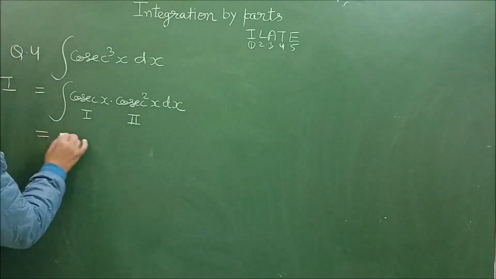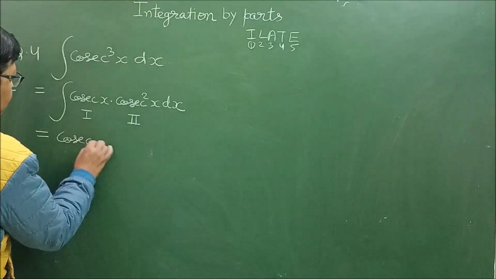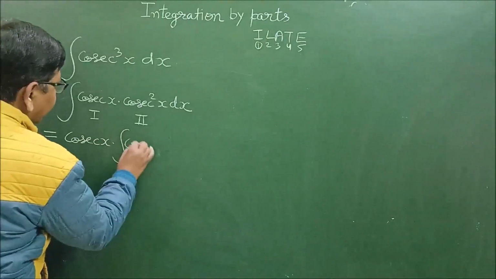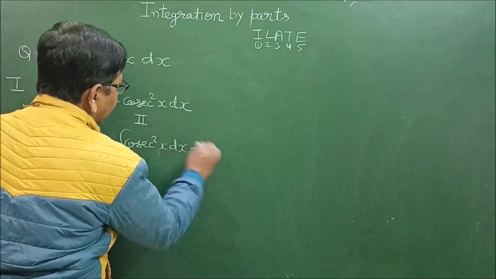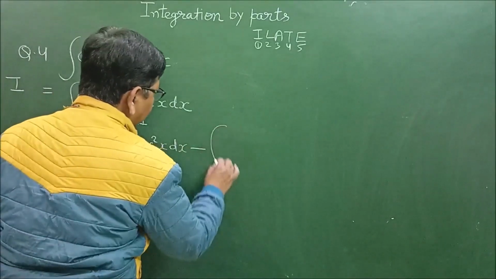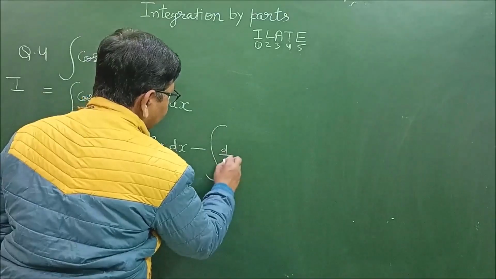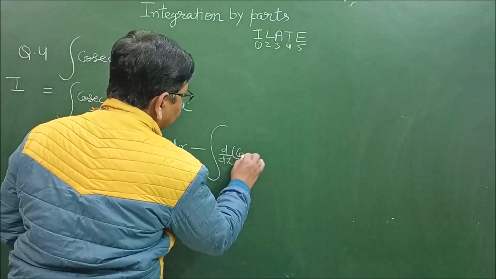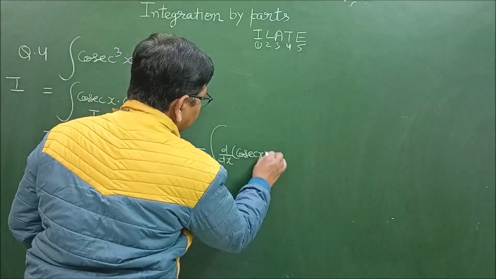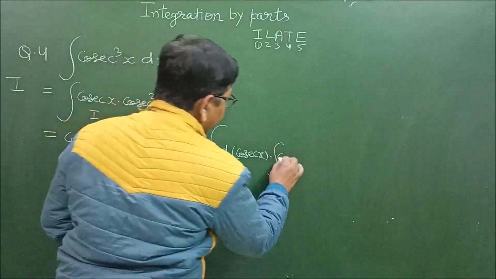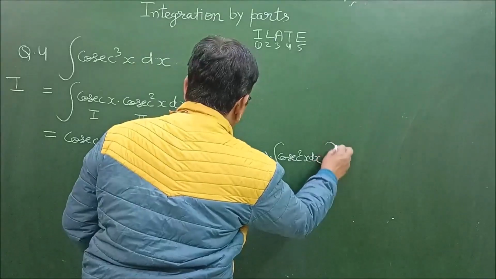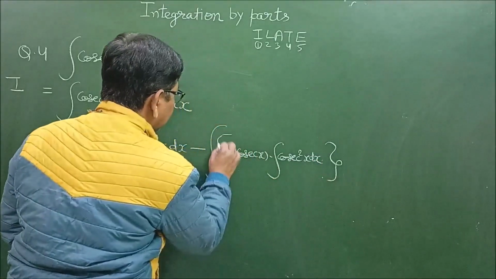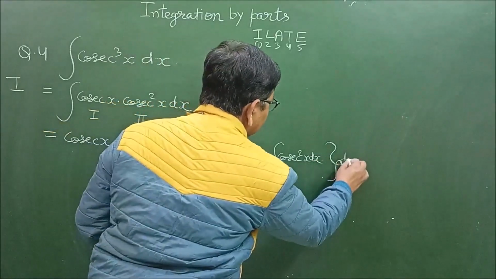So this is equal to first function into integral of second function, that is cosec square x dx, minus integration of d dx of the first function cosec x into integral of cosec square x dx, and the whole integral.